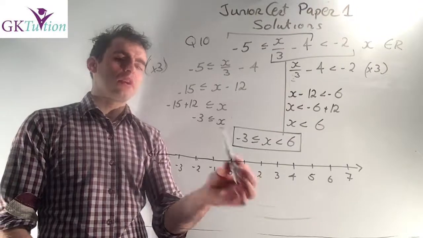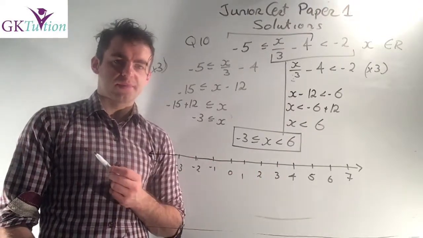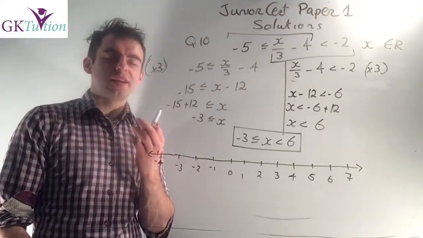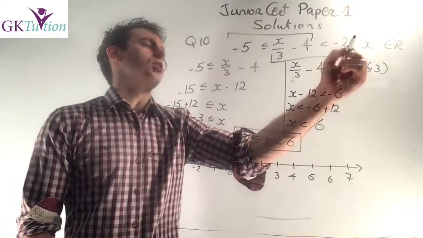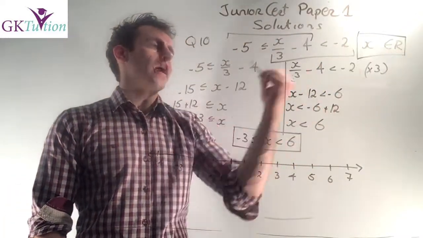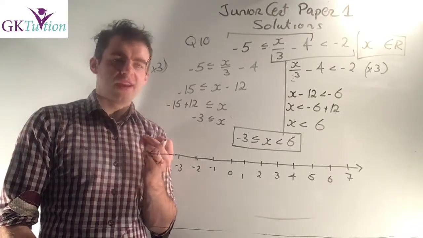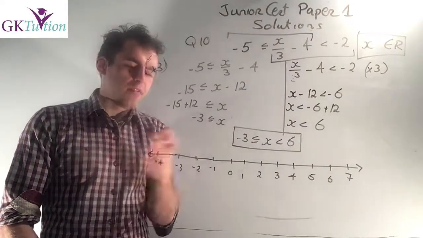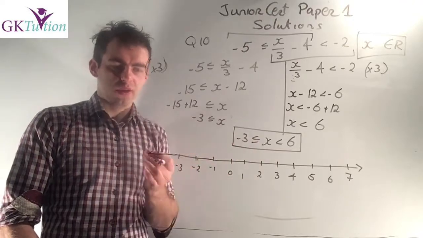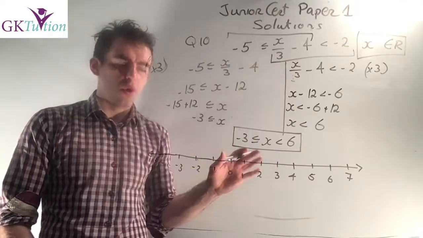It has to be greater than or equal to minus 3 and it has to be less than 6. Now, part B, I need to graph this on a number line. So I need to refer to the fact that they said that x is an element of R. If x is an element of R, it's an element of the real numbers. Everything you come across at Junior Cert is real. Fractions, decimals, square roots, the whole lot.